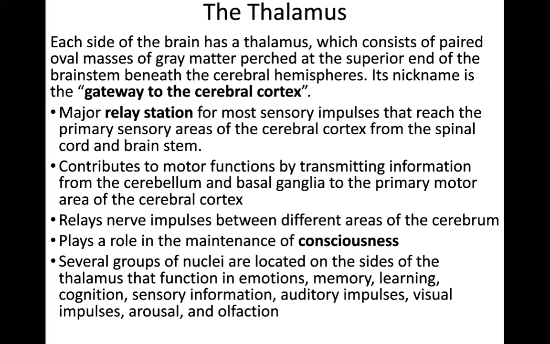It's also involved with motor functions by transmitting information from our cerebellum and basal ganglia to the primary motor area of our cerebral cortex. It relays nerve impulses between different areas of the cerebrum, and plays a role in the maintenance of consciousness, which we were just talking about earlier, being fully alert and aware. And then we'll talk more about the thalamus when we talk about the emotional brain, because it plays a role in emotions, as well as things like memory, learning, cognition, sensory information, auditory impulses, visual impulses, arousal.